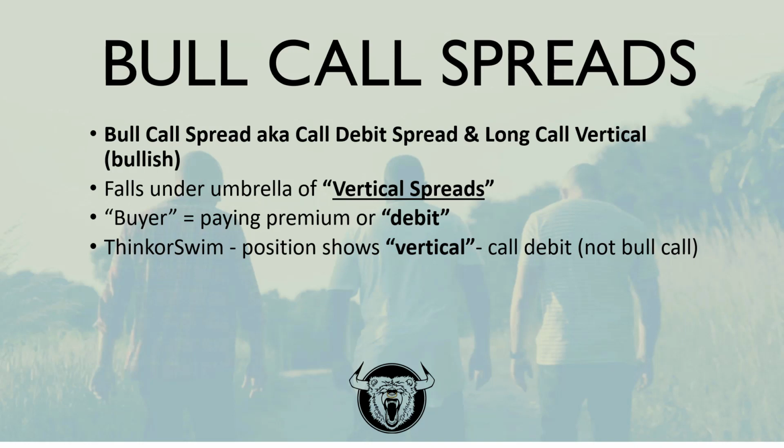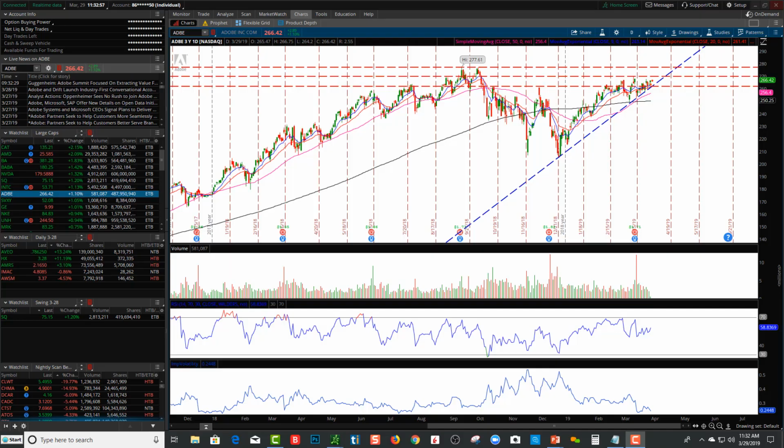And when you're trading a debit spread, you're actually buying a debit spread, so you're a buyer. And when you're a buyer, you're paying a premium or a debit. So think about when you're using your debit card in real life, money comes out of your account, right? When you receive money into your account, it is a credit. So when you're buying, it's a debit spread. When you're receiving money back, it's a credit spread. So credit spreads and debit spreads fall under the overall umbrella of a vertical spread.